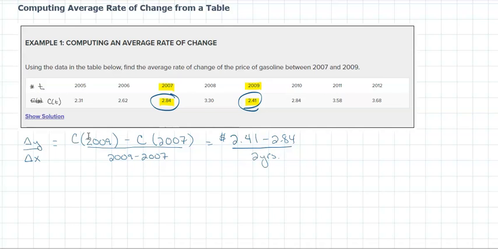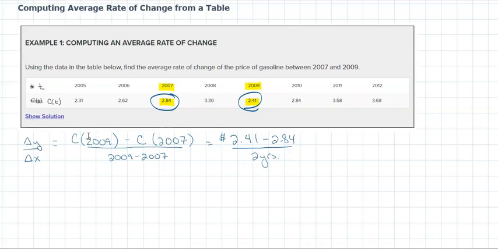Okay, notice we're going to get a negative. So don't be shy about getting negatives. It's okay. You just need to keep track of which one is the first and which one's the second, and do them in the same order, which I believe that this notation right here really helps with. It really helps to keep track.